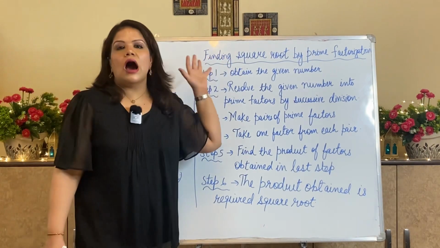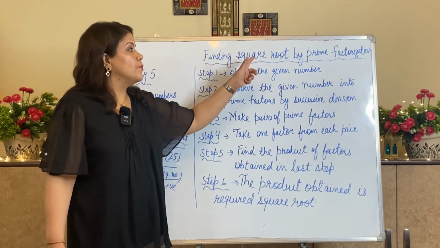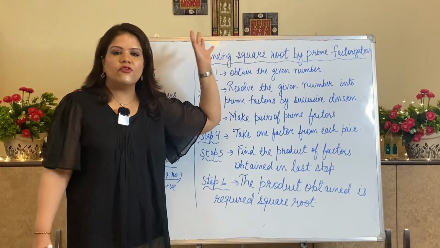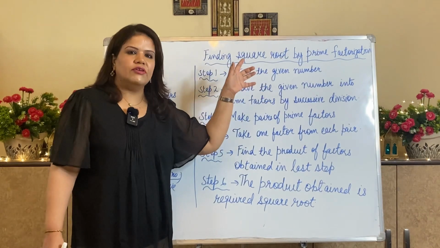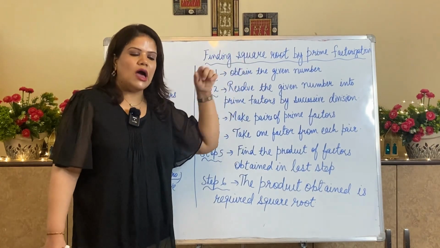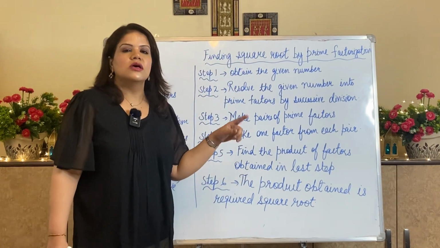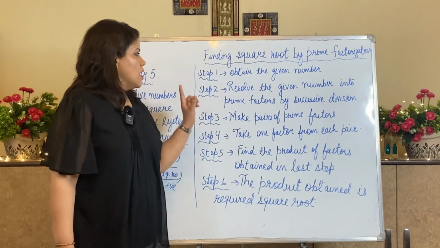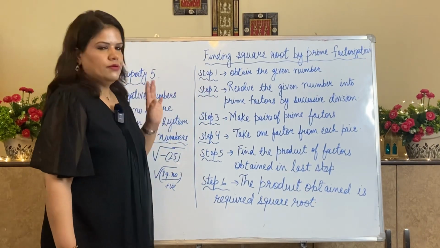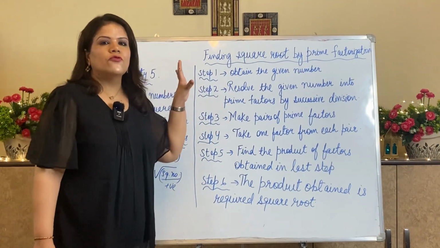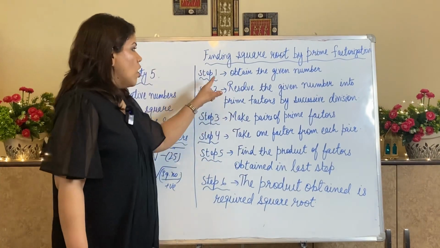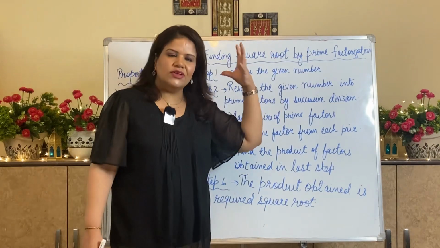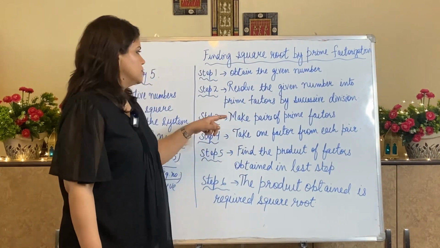Now I am coming to how to find square root by prime factorization. I have already explained prime factorization to you in one of my videos. I will give you the link above and in the description box, and you can find that video. Step 1. There are 6 steps of finding the square root using the prime factorization method. Obtain the given number. Whatever number is given, take that.